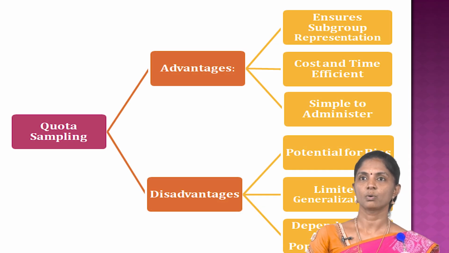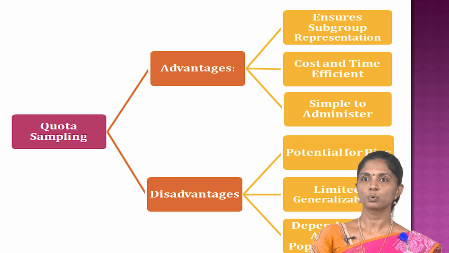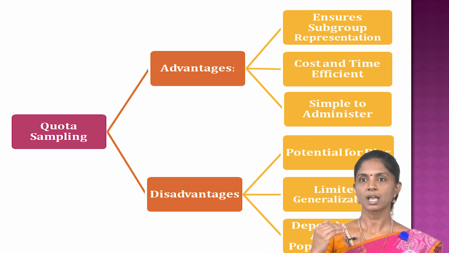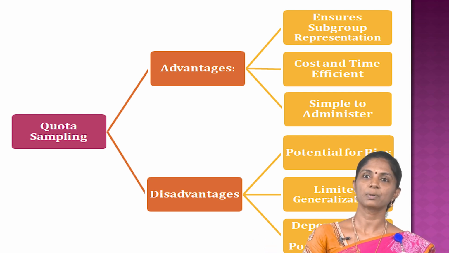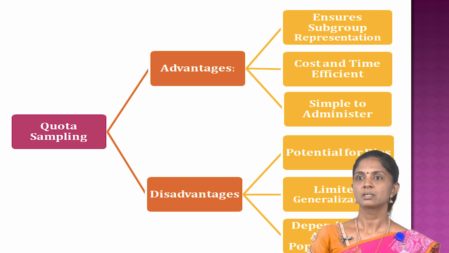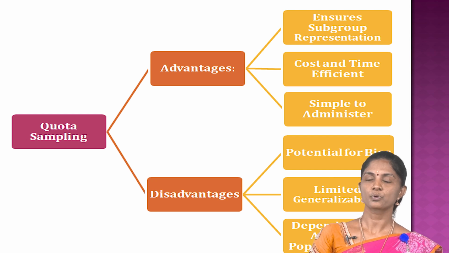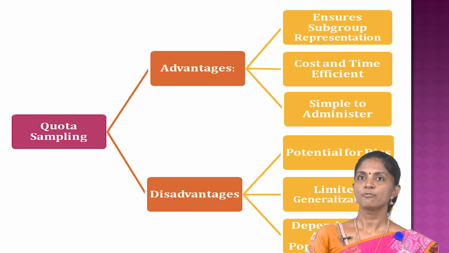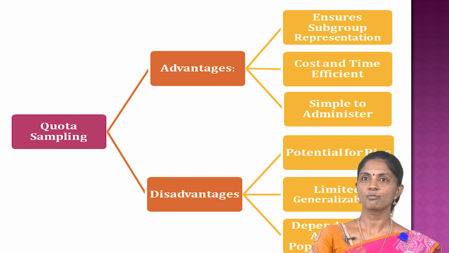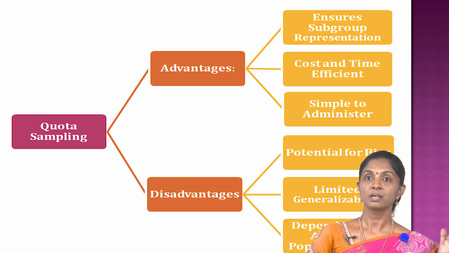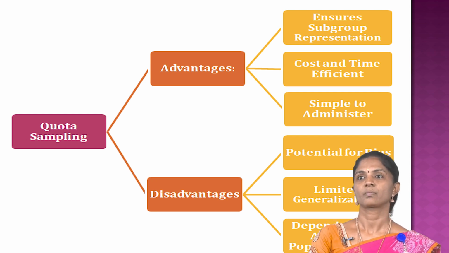The advantage of quota sampling: it ensures subgroup representation. Next, it is cost and time efficient, more practical and less time consuming than probability sampling methods. It's simple to administer, easy to implement, especially when specific subgroup proportions are known. The disadvantages of quota sampling are potential for bias, limited generalization, and dependence on accurate population data.